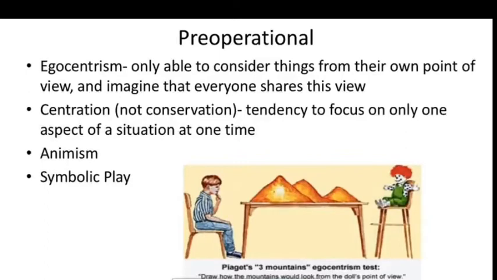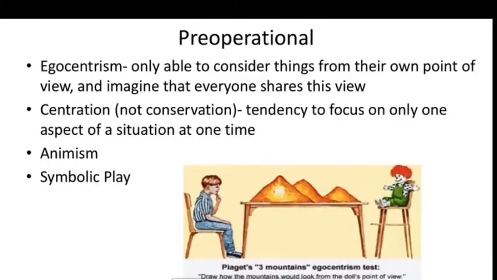Okay, so that's egocentrism. Now, the second part that we have here is centration. Centration is the opposite of conservation. Centration is when the child has a tendency to focus on only one aspect of the situation. He is focused on only one part of an object. So the child cannot see the totality of the object, the totality of a situation. I'm going to give you several examples in the next slide.